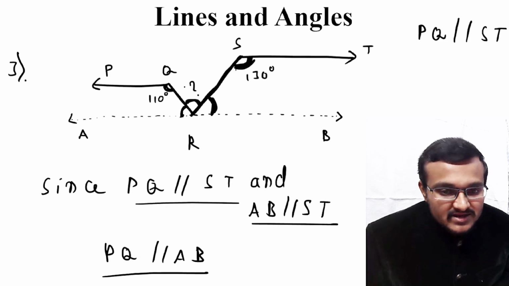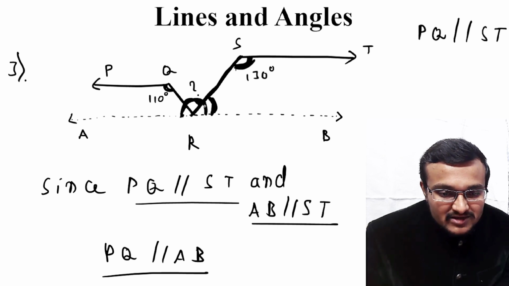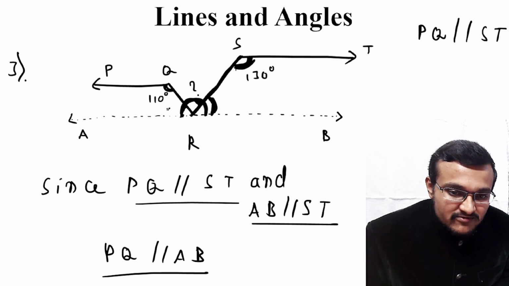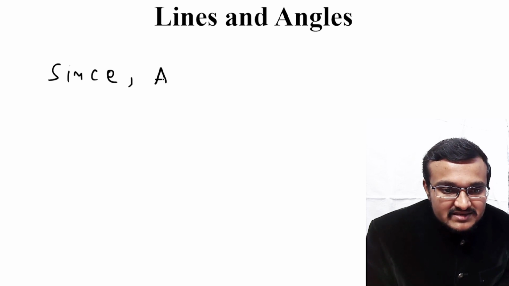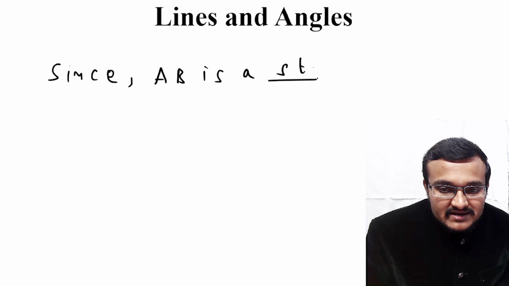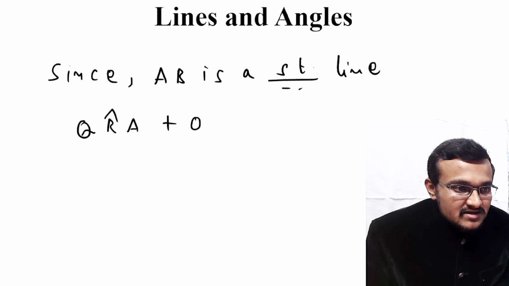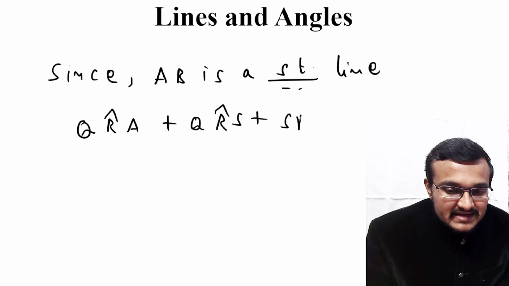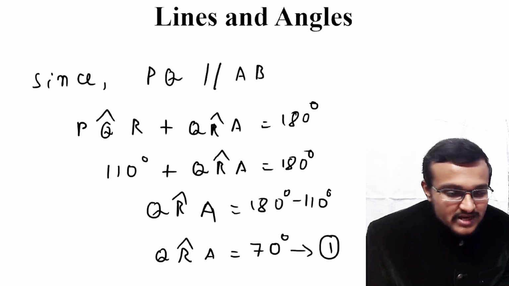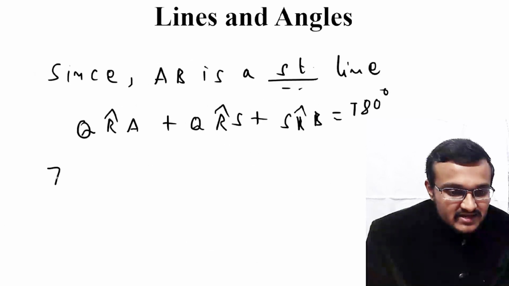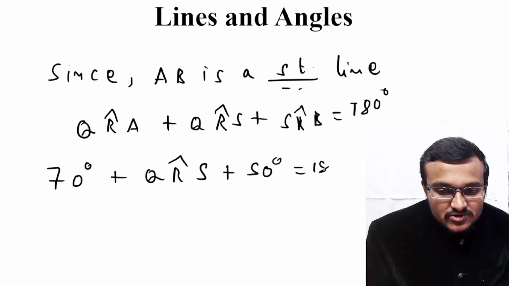Now here in this particular image we have to find out QRS. So this total angle will be equal to 180 degree because AB is a straight line. So now we will add this, this and this, that will give us 180 degree. Here, since AB is a straight line, QRA plus QRS plus SRB should be equal to 180 degree. So what is the value for QRA? QRA is 70 degree, SRB is 50 degree. So we can write 70 degree in the place of QRA plus QRS, and SRB is 50 degree, which is equal to 180 degree.